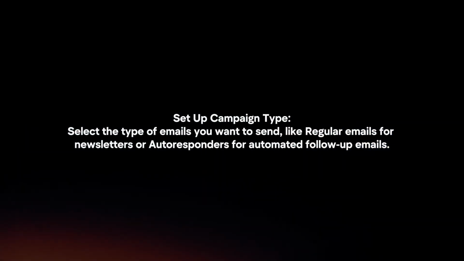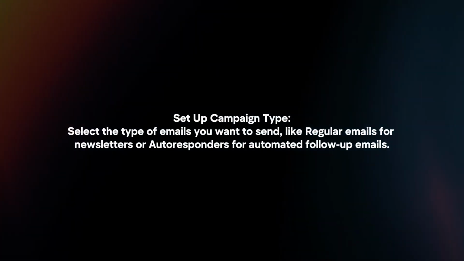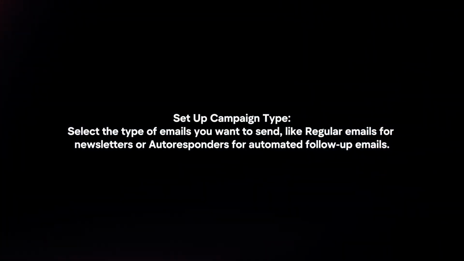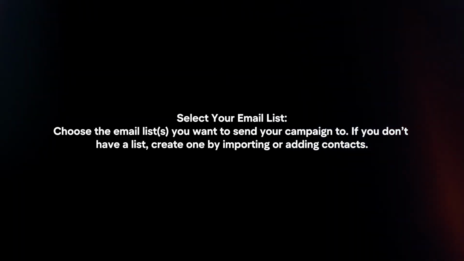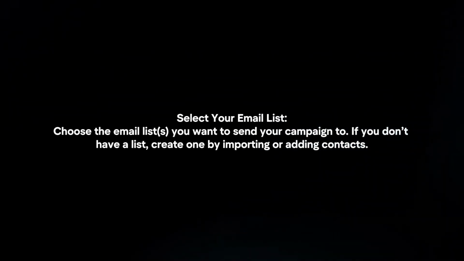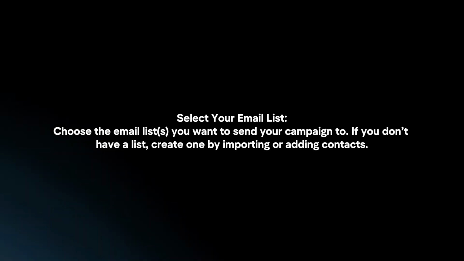Set up campaign type. Select the type of emails you want to send, like regular emails for newsletters or autoresponders for automated follow-up emails. Select your email list. Choose the email list you want to send your campaign to. If you don't have a list, create one by importing or adding contacts.